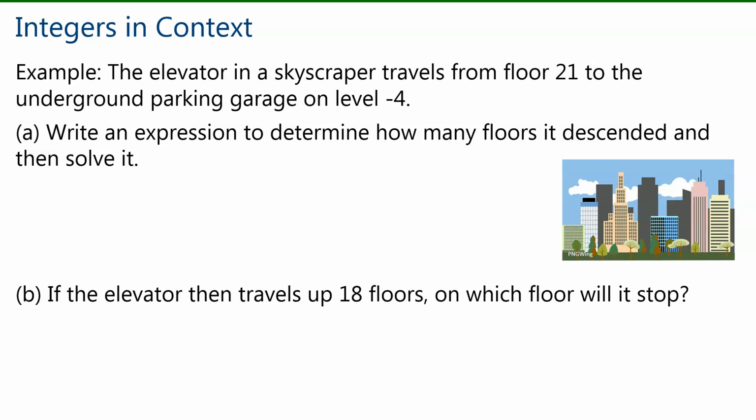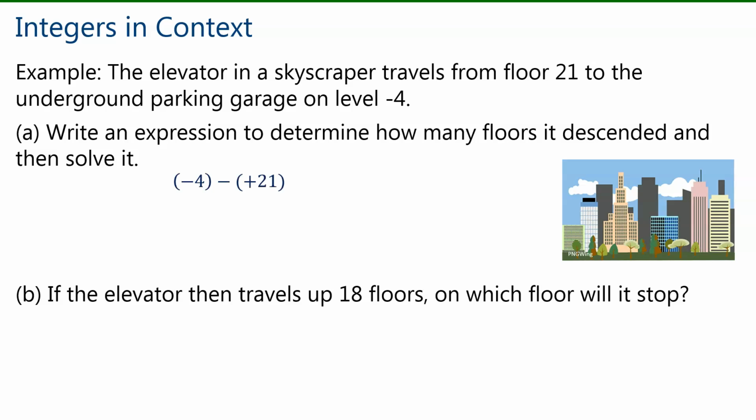Now in this last example, it says the elevator in a skyscraper travels from floor 21 to the underground parking garage on level -4. Write an expression to determine how many floors it descended, meaning went down, and then solve it. So we can create our expression by subtracting where they started from where they ended up.